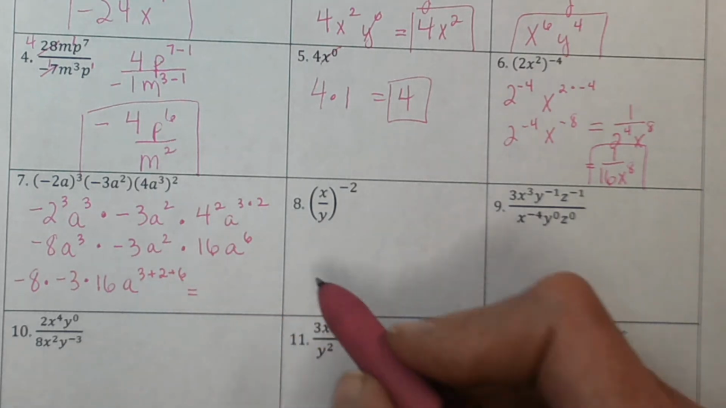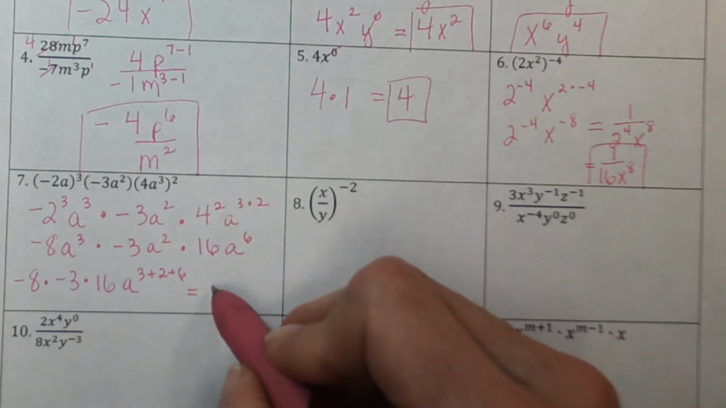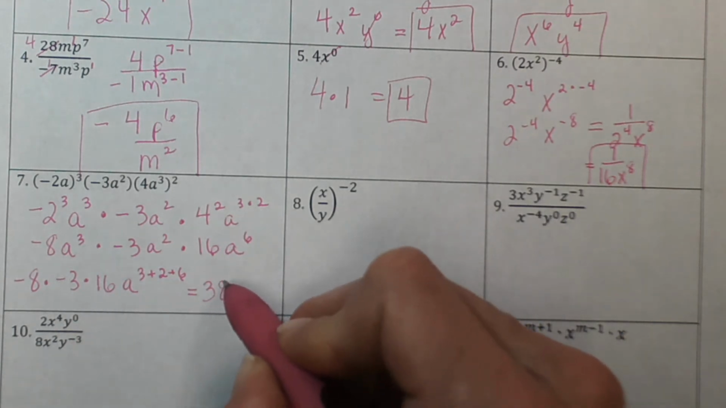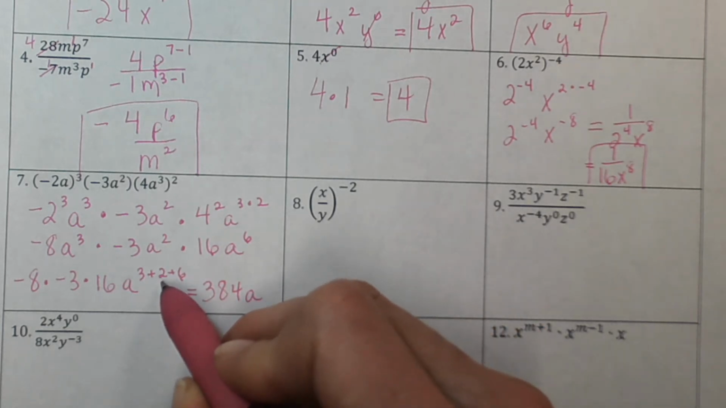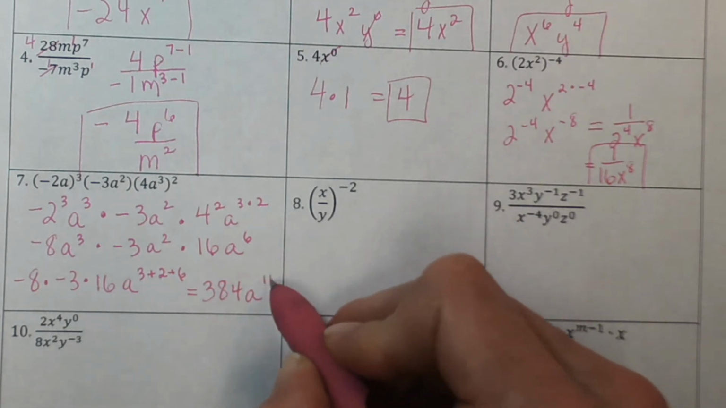So my final answer, negative and a negative will be positive. All my coefficients multiplied together gives me 384. A to the 3 plus 2 is 5, plus 6 is 11.